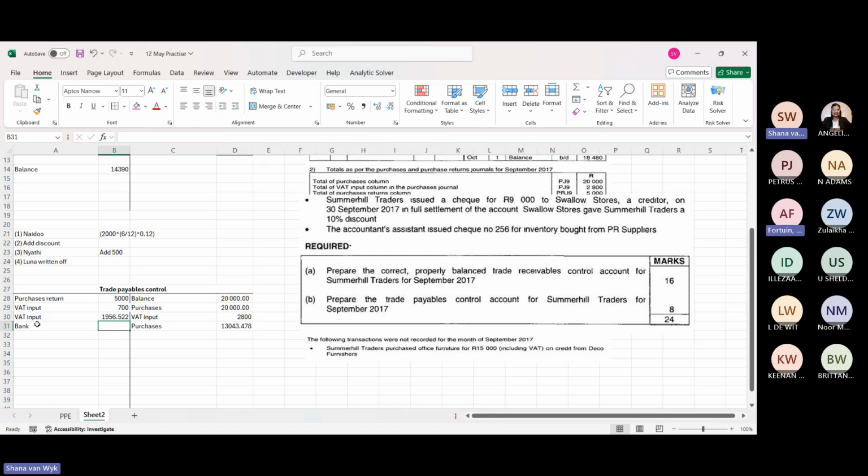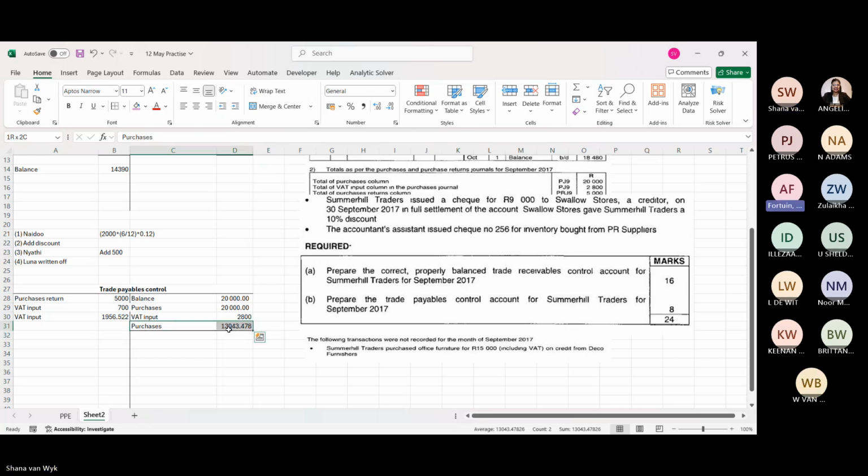Shona, why are you breaking it up? It's making me mixed up. This 15,000, why are you breaking it up, including VAT on credit? Yes. I thought that we must break it up, that it's without VAT. Okay, no, break it up, leave it then. But I didn't know. Okay, it's fine.